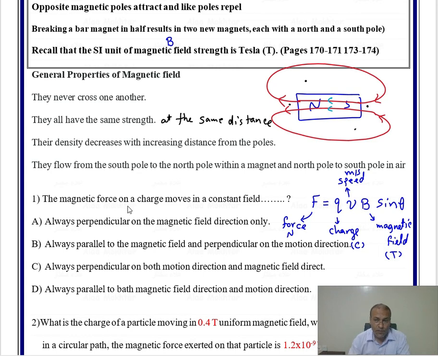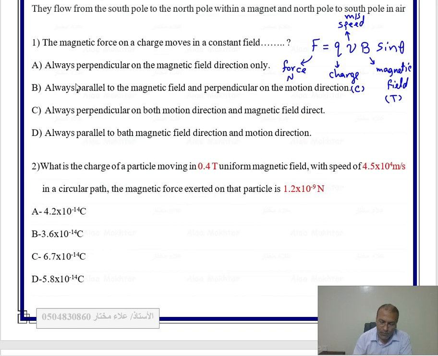The magnetic force on a charge moving in a constant field is always perpendicular to the magnetic field direction only, or parallel? Parallel is not correct. The force is perpendicular. Perpendicular to what? Perpendicular to the magnetic field and also perpendicular to the velocity. So our answer is C, always perpendicular to both the motion direction and the magnetic field direction.